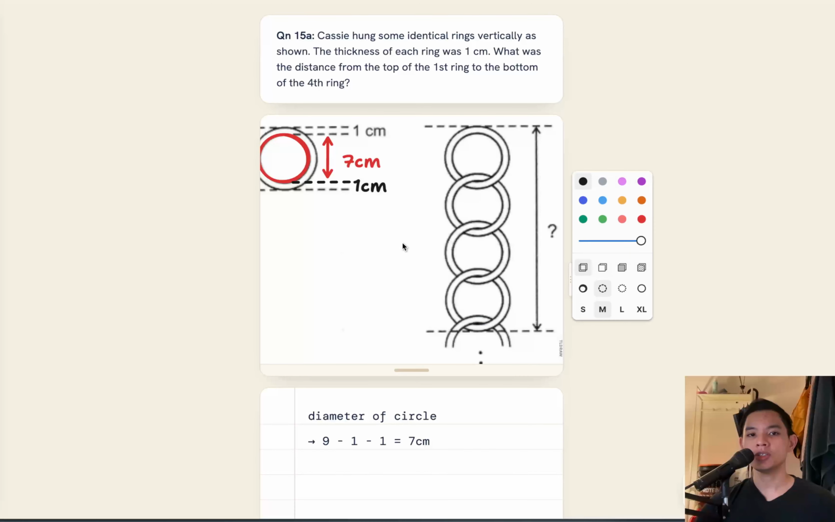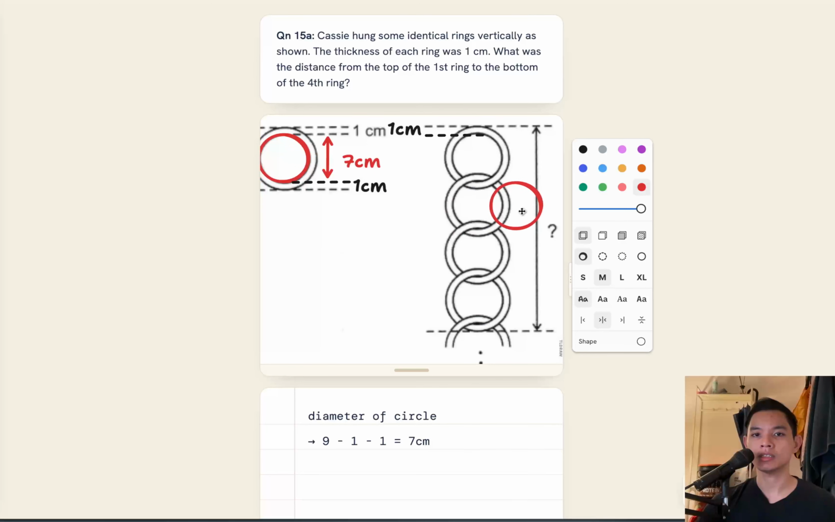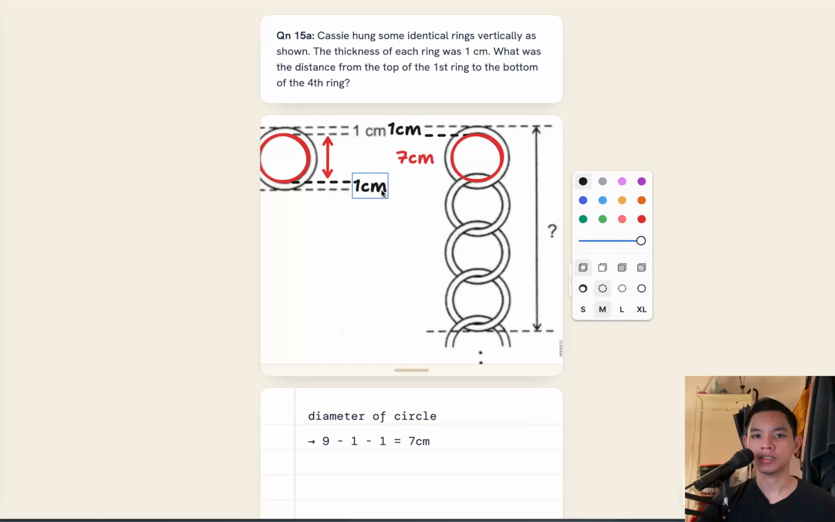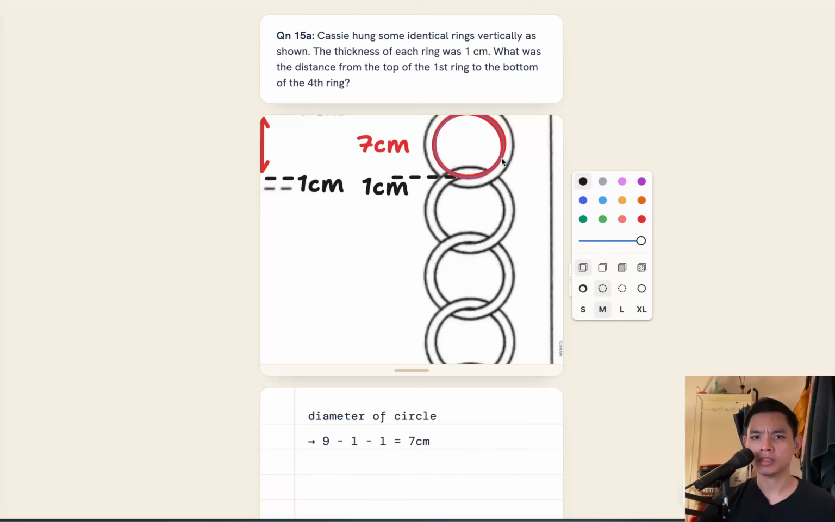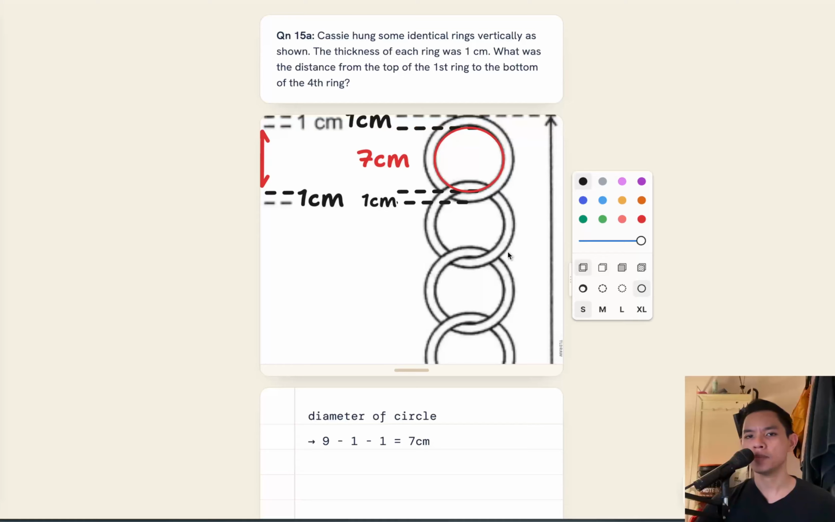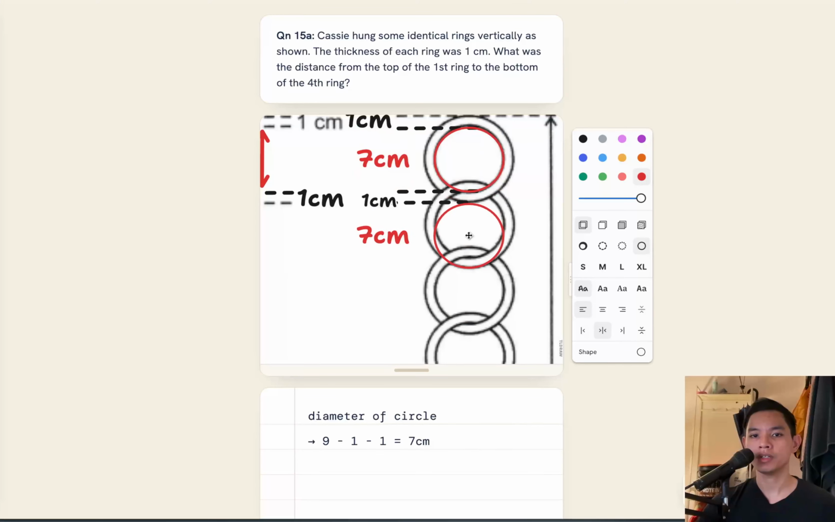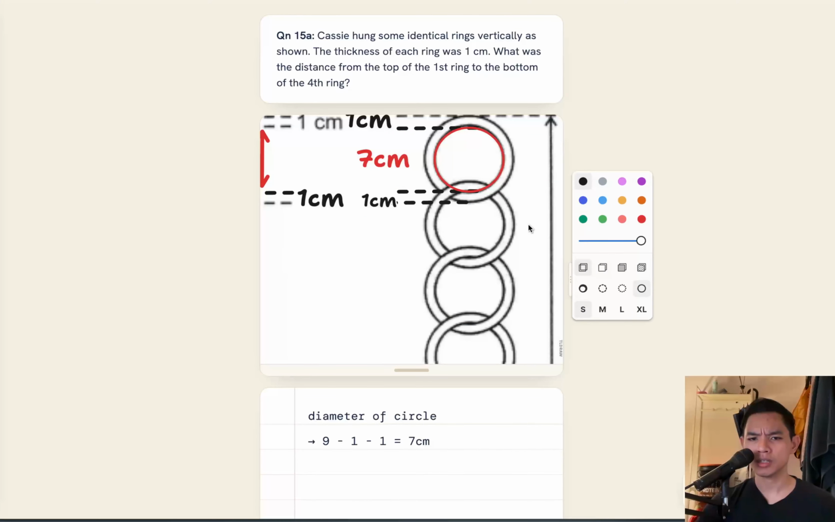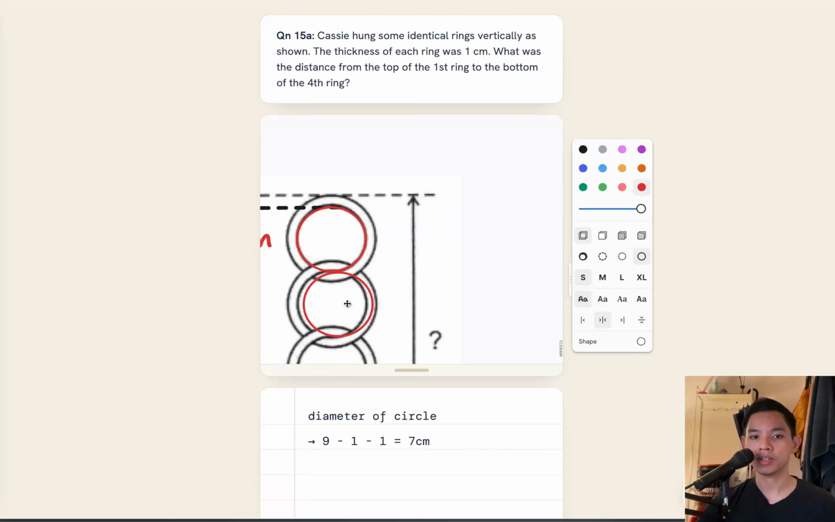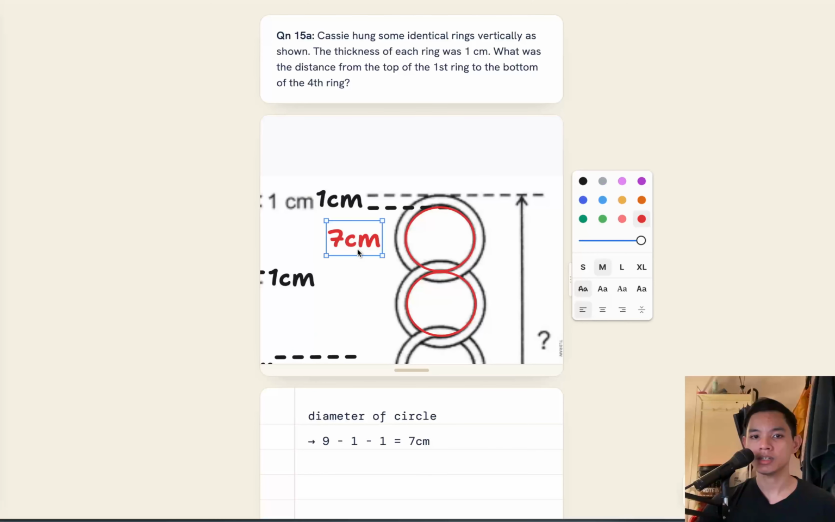So from here we can just figure out how many there are in the fourth ring. Essentially we have the first one like this. This is 1 centimeter. Then we have the red colored circle like this, which is 7 centimeters. Then we have the other one like this, which is 1 centimeter. Let me make this circle a bit more uniform. So 1 centimeter, yes. And then what happens after that? We still have the circle again, but this time there's no need for a gap because the circles overlap. So that means we just have another circle like this, and this is 7 centimeters.